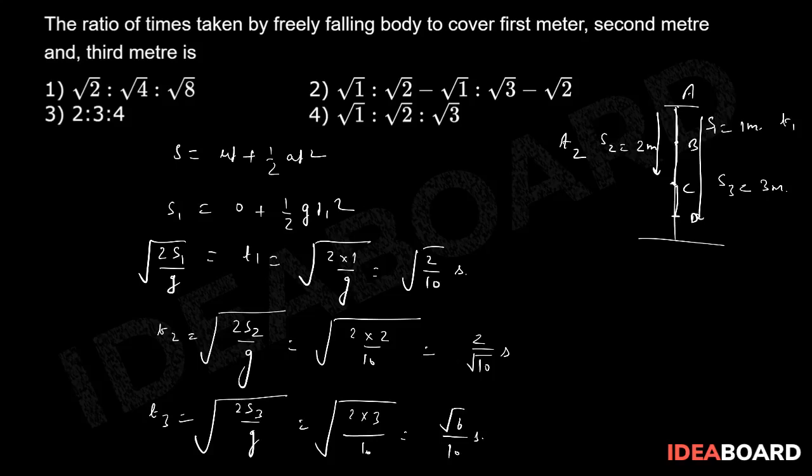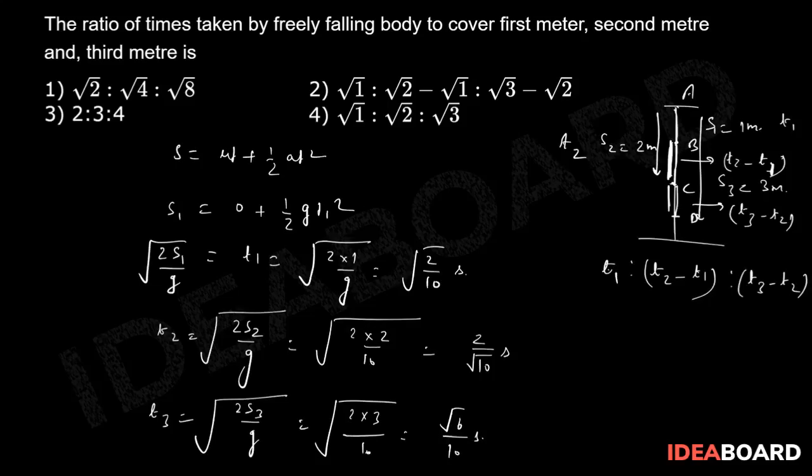Now they are not asking for the specific values. They are asking the ratio of time in the first meter. So the time in the first meter is T1. For the second meter, the time will be T2 minus T1, because they are asking only for the time in this distance. And of course, for the third meter, it will be simply T3 minus T2. So the ratio of T1, T2 minus T1, T3 minus T2.